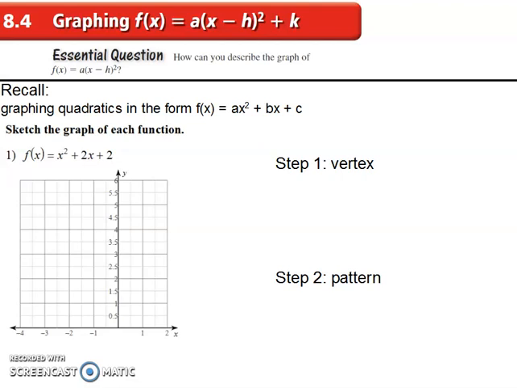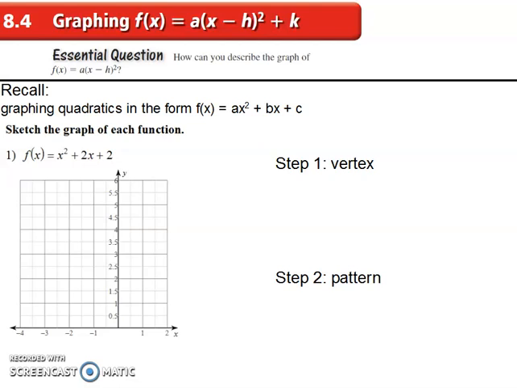Hello, in today's video we're going to be discussing section 8.4, which is still on graphing quadratics. However, we're going to be looking at what we call vertex form. So here we have f of x is equal to a times the quantity of x minus h squared plus k.